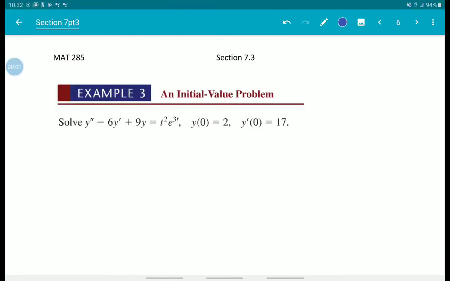Now let's put all this information together and see how it's going to help us solve a differential equation. We want to solve the differential equation y double prime minus 6y prime plus 9y is equal to t squared e to the 3t. Our first step is to take the Laplace. And when we take the Laplace of both sides, that's really going to equate to taking the Laplace of each piece separately.